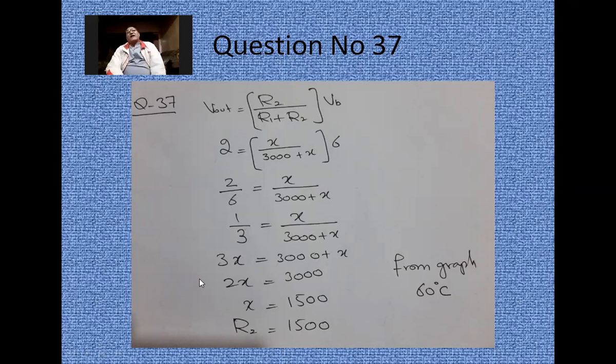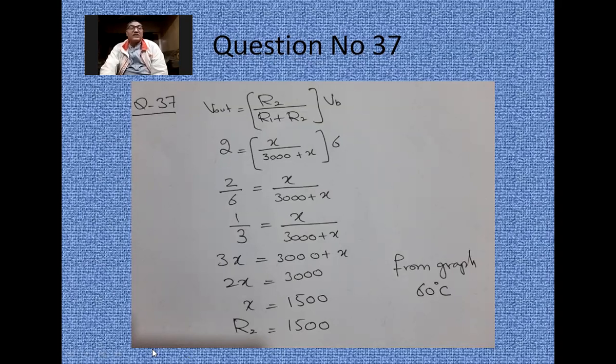So you will have 3X equals 3000 plus X. Then bring this X to this side, it will subtract, so you have 3X minus X, and that will be 2X equals 3000, and X will be equal to 3000 divided by 2, which is 1500. So the value of R2 is 1500.